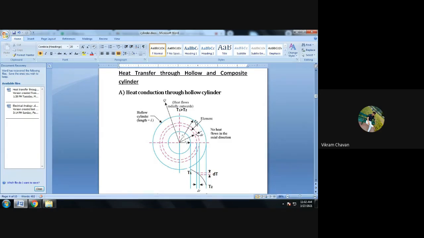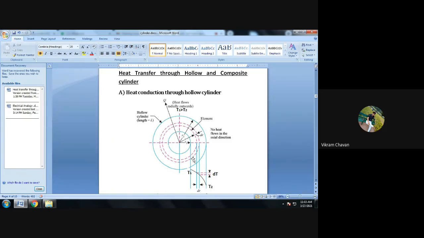For the derivation, we have considered that the internal surface of the cylinder is maintained at a temperature of T1 degrees Celsius and the external surface is maintained at T2 degrees Celsius, so that heat is flowing from the inside surface towards the outside surface. We have considered that heat is only flowing in a radial direction. The hollow cylinder has a length of L.